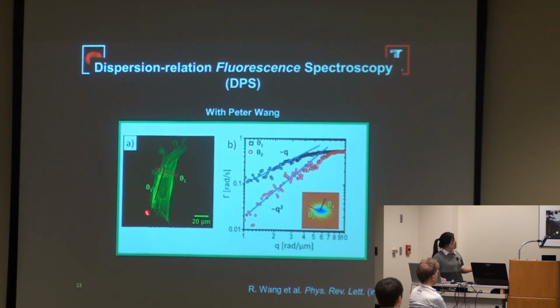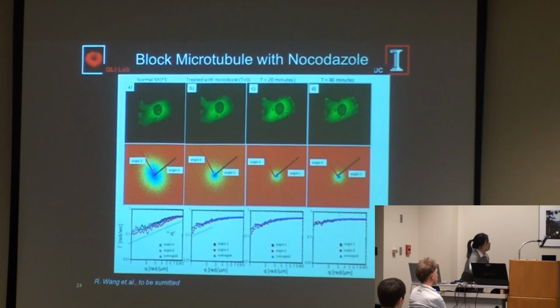This is a fibroblast cell, and these are the actins labeled with GFP. We found that along this fiber direction it is mostly determined motion, but the perpendicular direction is more diffusive. So this is our recent work. Do I have time? Yeah. Another couple of minutes. Okay.